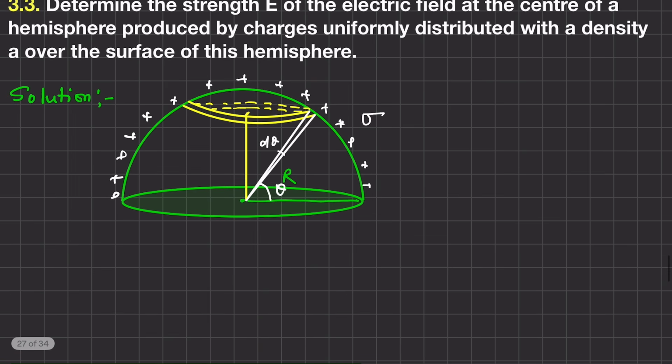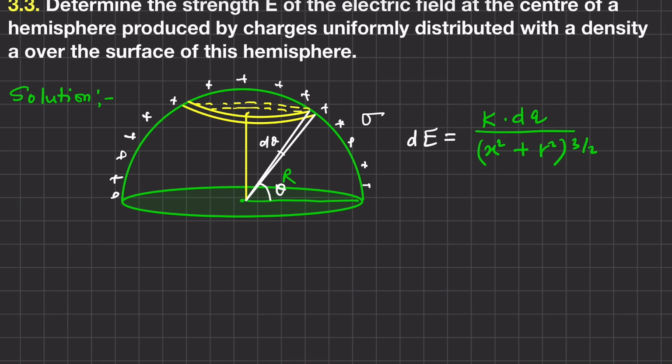So let's see guys here. What I'm going to do, I'm going to write the field equation due to this ring element. Okay, so guys, let's say the field, dE, the electric field due to this ring element would be how much guys. If I write, it will be, if you remember the formula guys, that is k dq divided by (x square plus r square) to the power 3 by 2.